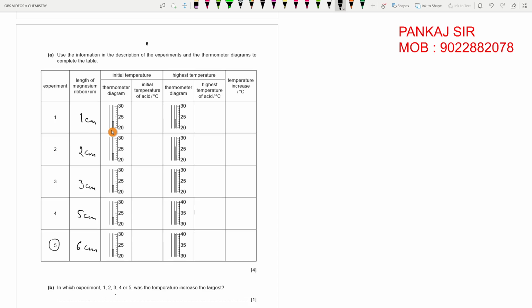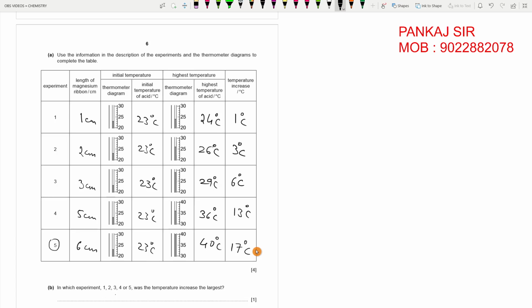of the thermometer reading. Now last column is temperature increase. So temperature increases from 23 to 24, that is 1 degree centigrade. For 23 to 26, it is 3 degrees centigrade. Here it is 23 to 29, that is 6 degrees centigrade. And here the rise in temperature is 23 to 36, works out to 13 degrees centigrade. And here it is 17 degrees centigrade. Fine. Okay. So the table has been filled up completely.